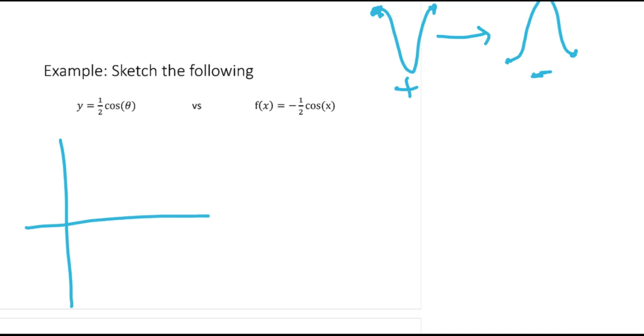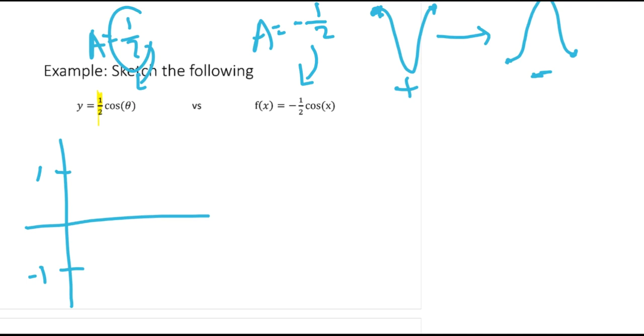So here goes my XY axis. Let's remember that we start at 1. That's for the parent function. But now if you notice, there's a 1/2 in front of the equation. There's a 1/2 in front of the cosine, which again takes the place of the a. So a equals 1/2 in this one. And then if we look at this one here, a is going to equal -1/2. Okay? So let's do the one on the left first.